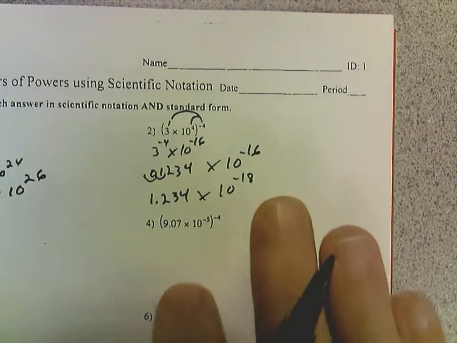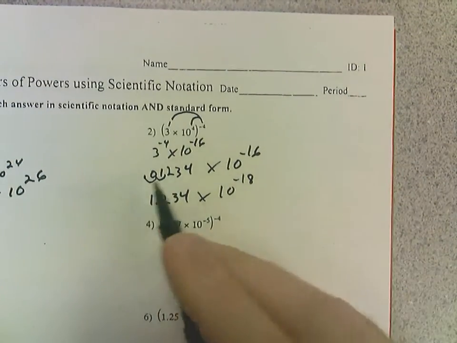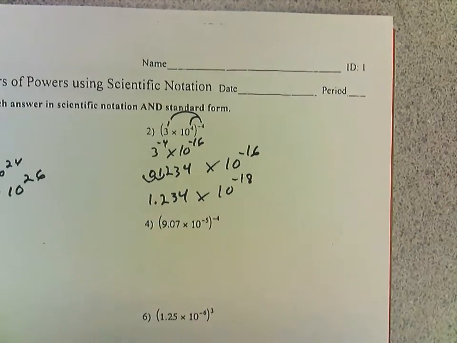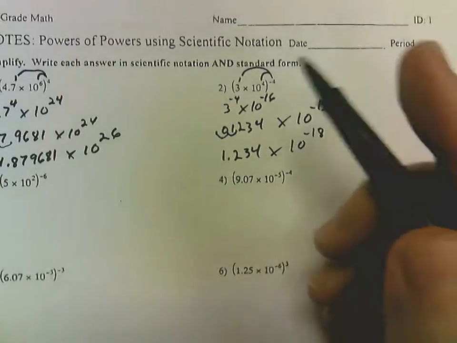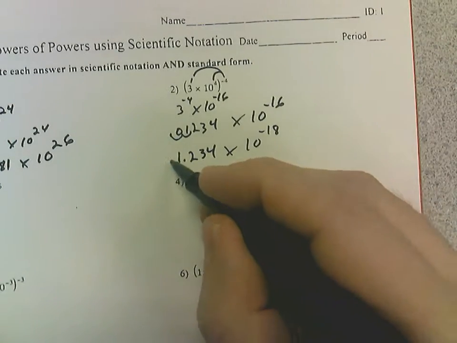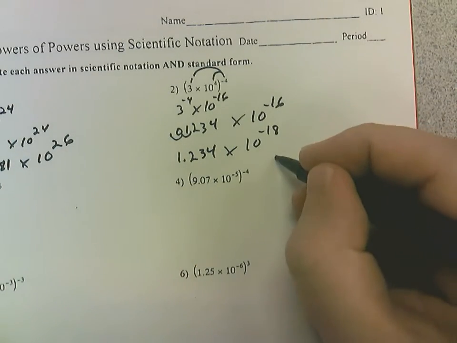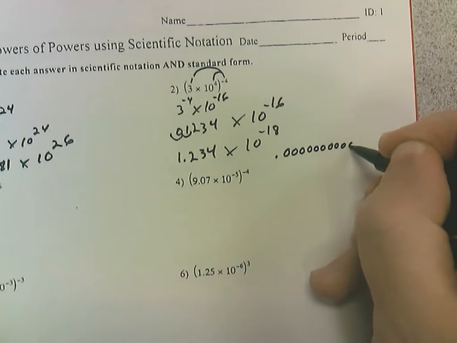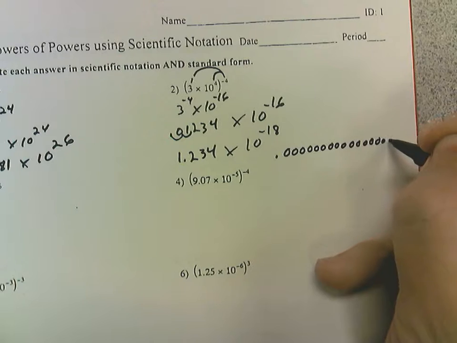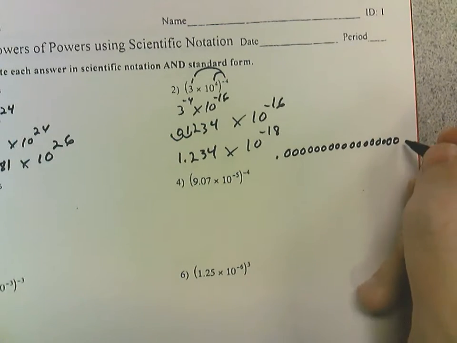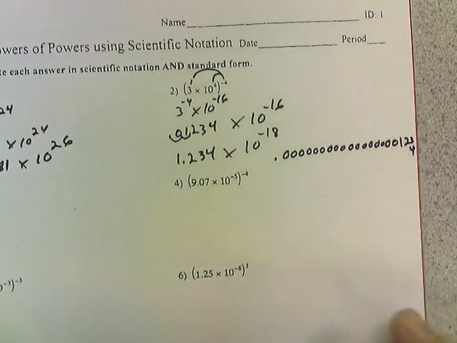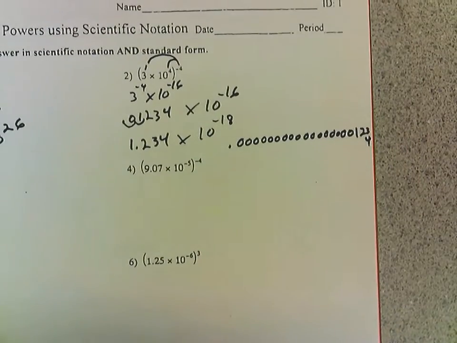And that would be my final, and I need this in standard form, which means I'd move 18 spots over. Well, let's do it. So it's going to move 18 spots over, so it's going to be 1, 2, 3, 4, 5, 6, 7, 8, 9, 10, 11, 12, 13, 14, 15, 16, 17, 18, 2, 3, 4. Okay. It's a very small number.